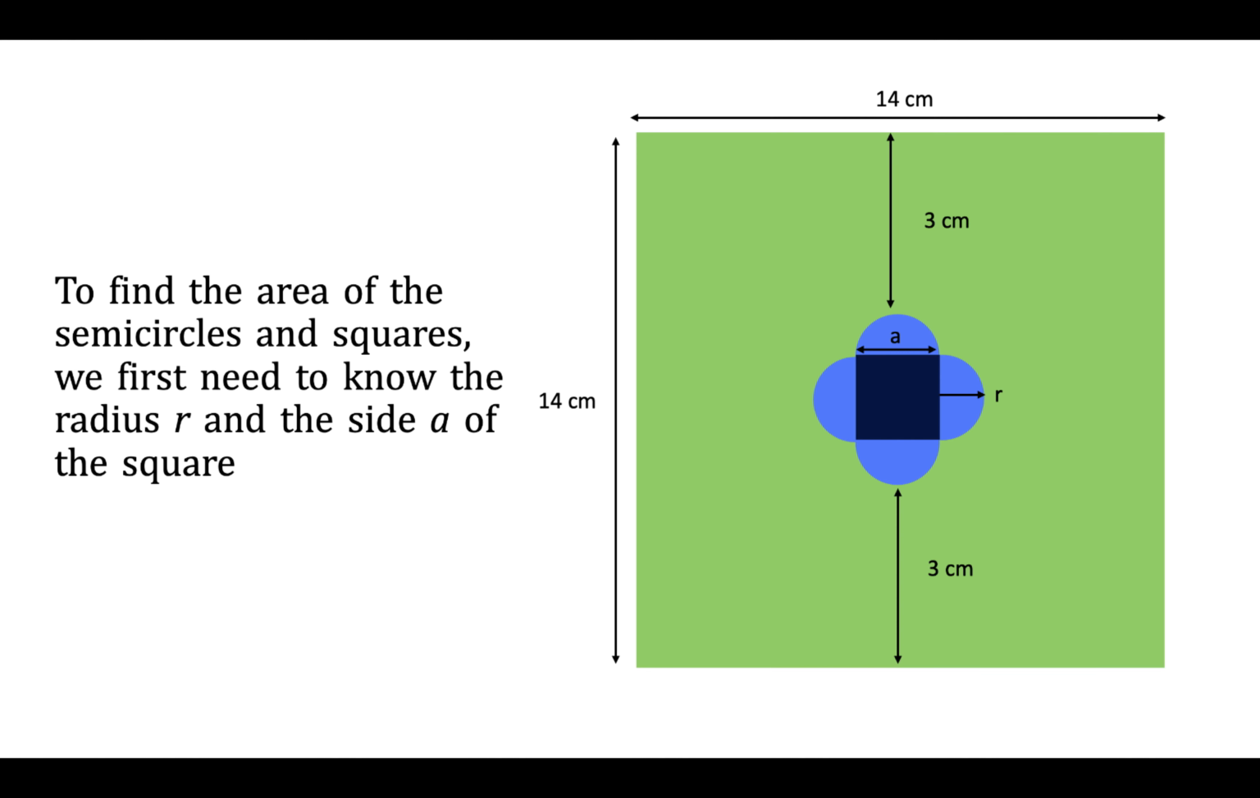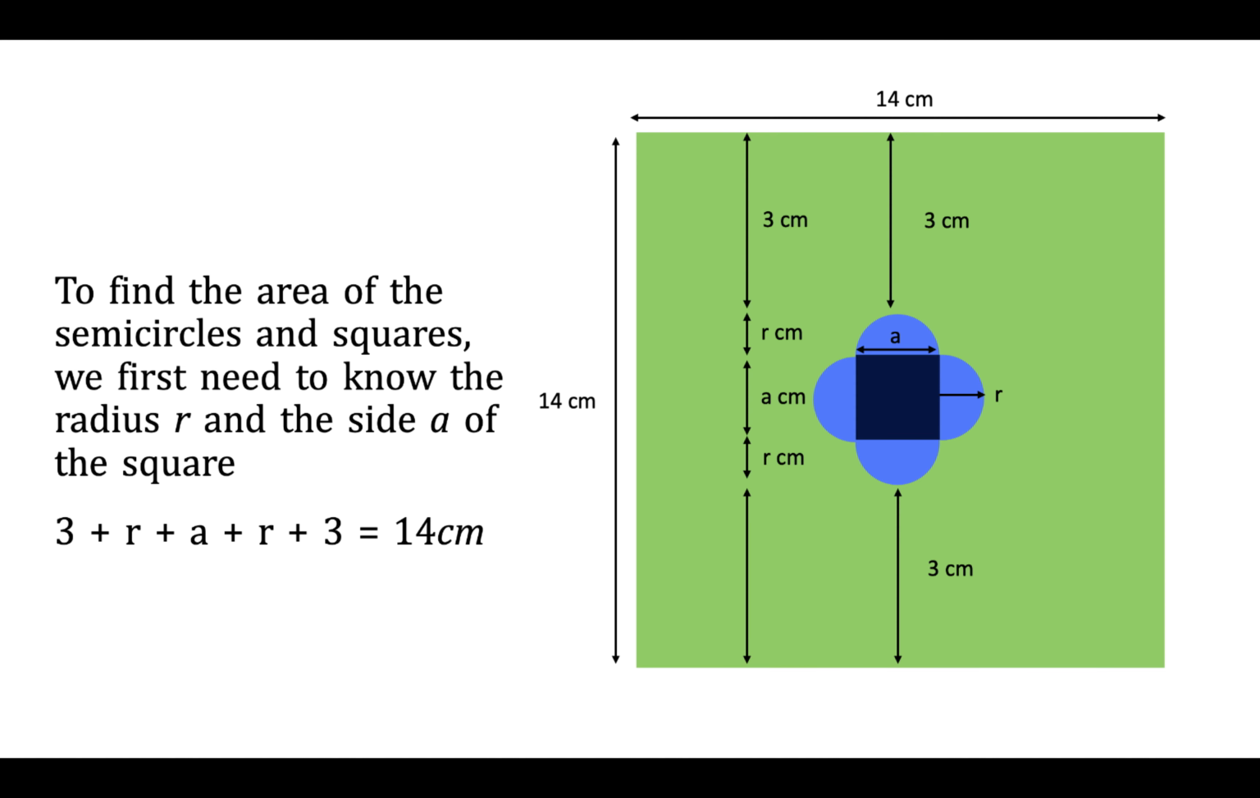If you look at this figure very carefully, we can say that 3 plus r plus a plus r plus 3 is equal to 14 centimeter. Don't be confused, it's very simple. We have 3 centimeters from the top. We have r, the radius of the semicircle. Then we have a, which is the side of the square. Then one more r, the radius of the other semicircle. And then we have another 3 centimeters.